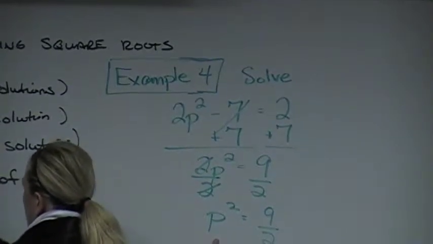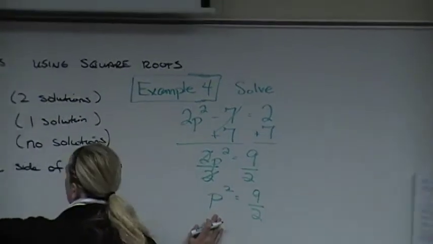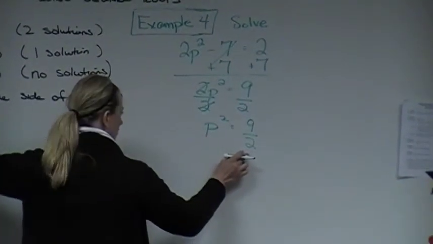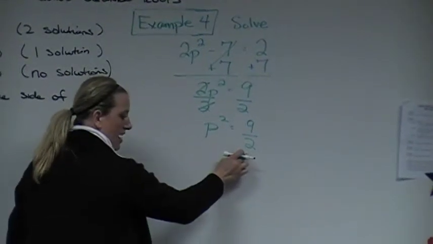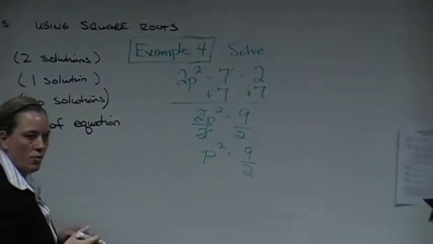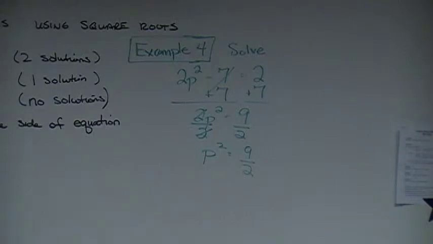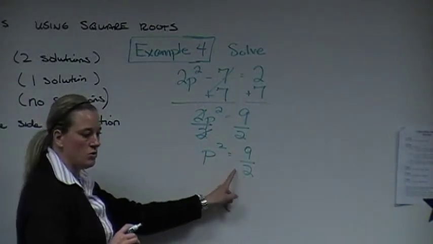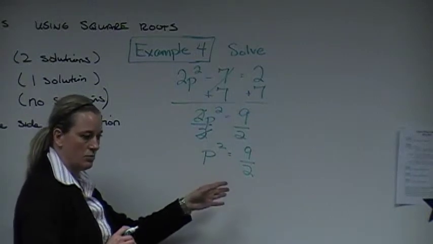to have. How many solutions are we going to have? Is D positive, 0, or less than 0? 9 halves. What's 9 halves? Isn't that 4.5? So is 4.5 or 9 halves greater than 0? Yes. So how many solutions will I have? 2. Okay? Now, 9 is a perfect square, but 2 is not. So we know we're going to get a decimal.